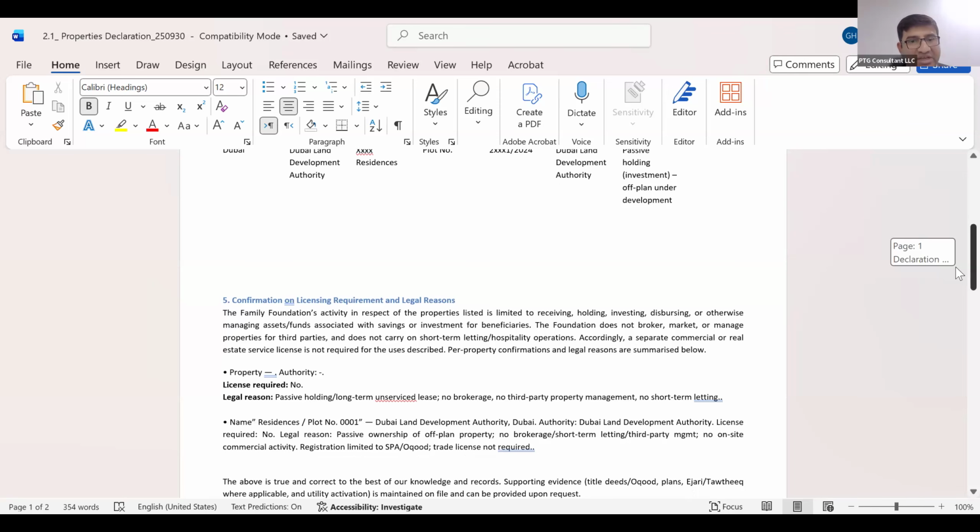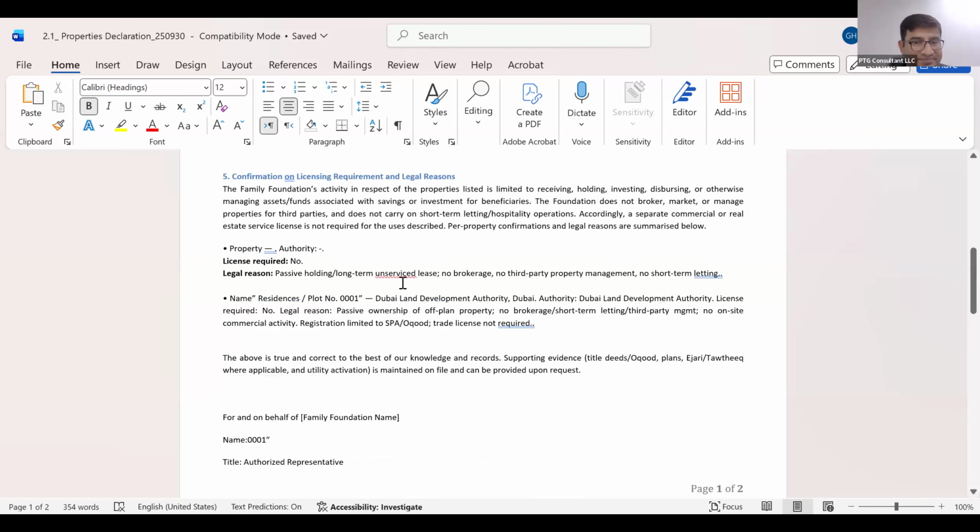So again, here we have to give the confirmation also, but depends upon the property type, and this confirmation is important. What is the legal reason? No brokerage, no third party, so no short-term letting. So again, maybe depends upon the property. We may customize and add other regulation or other perspective.